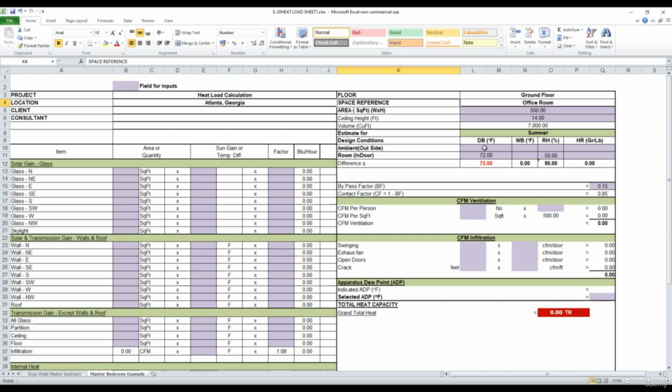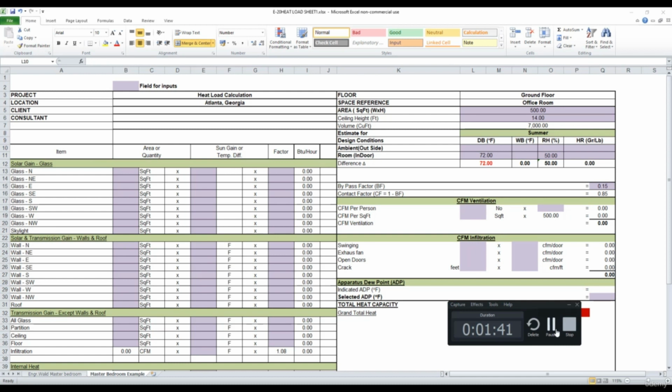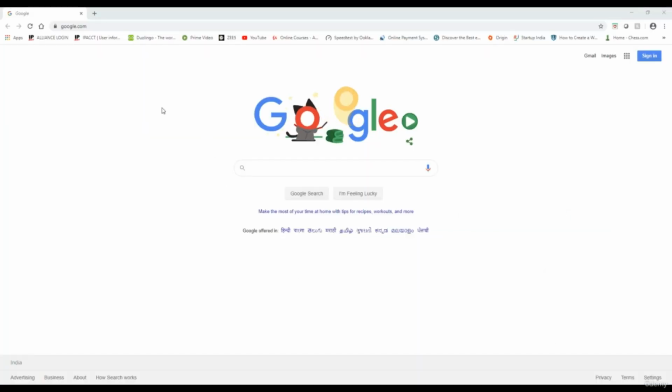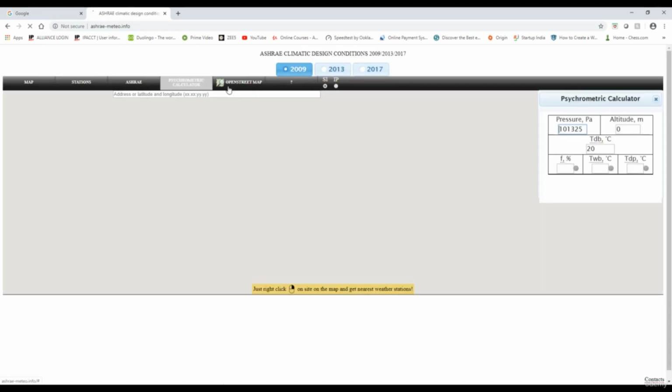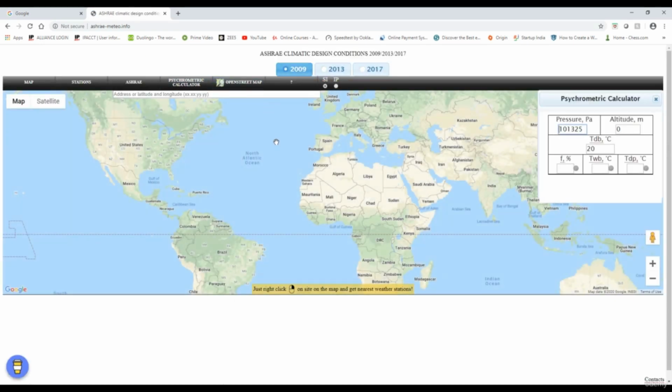Most of the time the customer specifies the design temperature with which we are going to work. But if that is not specified, there is a way to find it out. The website ashmeteo.info provides us the climate conditions or the weather conditions of multiple weather stations situated all around the world.